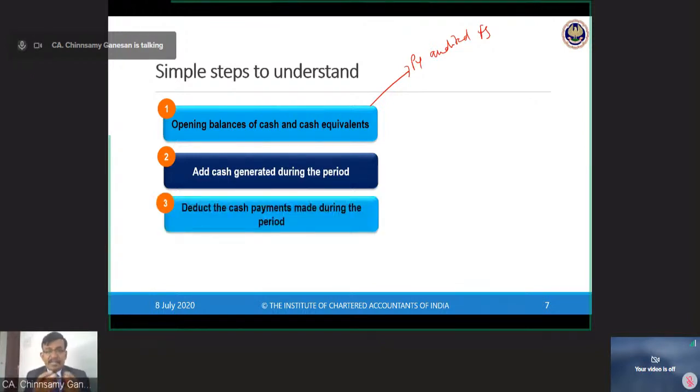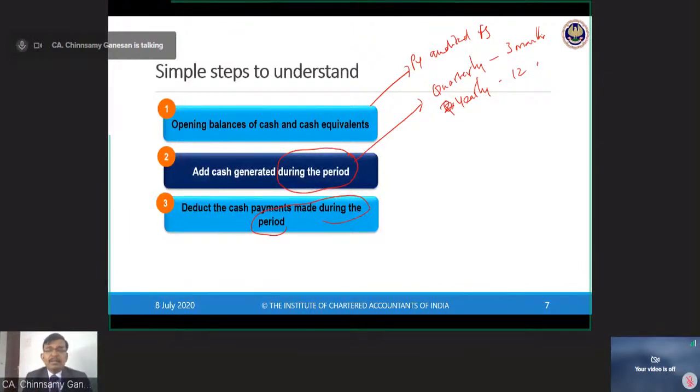So the third step is to detect the cash payments made during the period. Everywhere I am using the words during the period, please understand, it is not as at a date. That means for the full period. For example, if I am preparing a quarterly cash flow statement, for the full quarter, 3 months figures you have to add. When it is yearly, then for the full year, 12 months, what are the cash inflows and what are the cash outflows? Both you have to consider as part of cash generated during the period and cash payments made during the period.